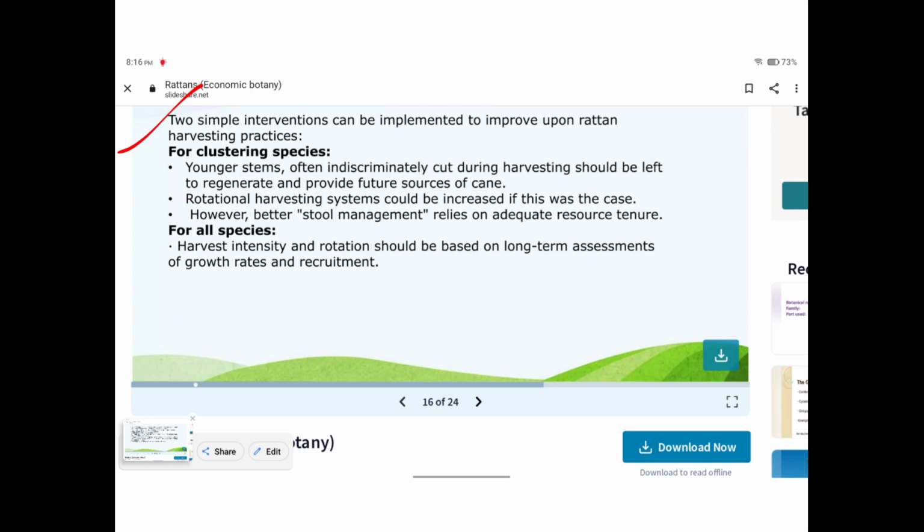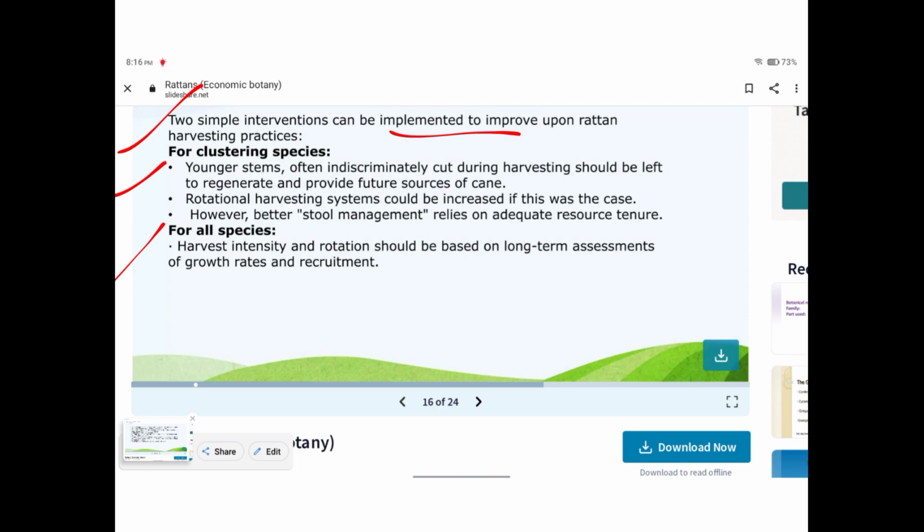So to improve that, we have two steps through which we can control such a situation. For clustering species, we already know the younger stems get clustered and are often indiscriminately cut during harvesting. They should be left to regenerate and provide future sources of cane. So when we are harvesting, we need to be careful. We don't need to cut indiscriminately. We need to discriminate that this is immature and leave it for a future time.